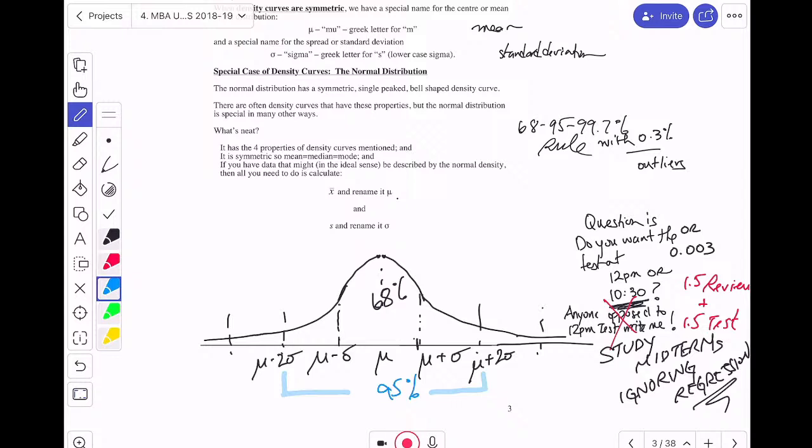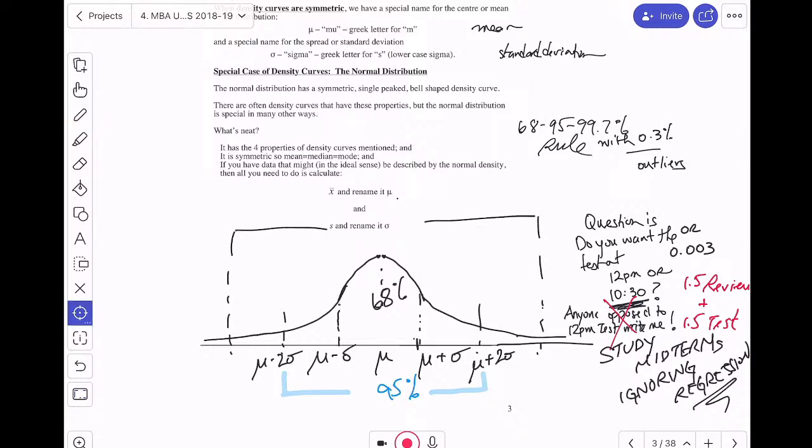So the area in between here is going to be 95%. And finally, the area between here and here, the area under the curve or the bars under here, will total 99.7%, leaving some outliers. So 0.15% of the observations here and 0.15% on the other side.